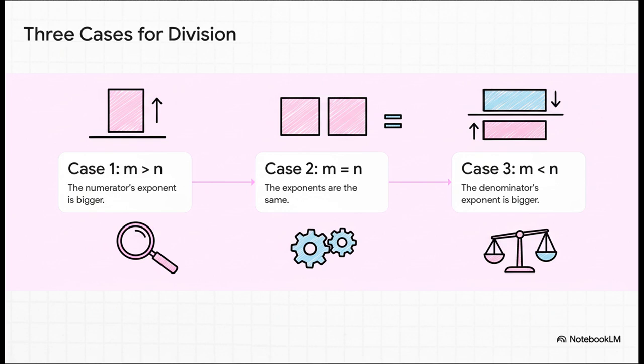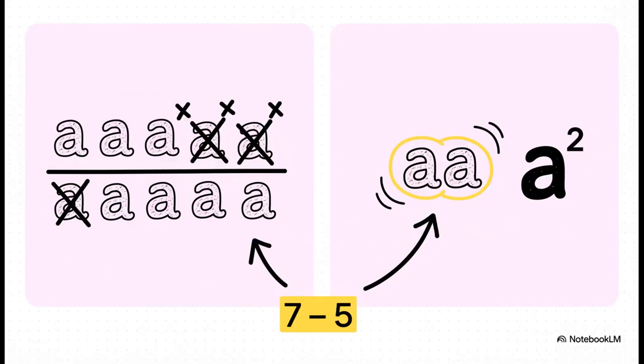First, we'll see what happens when the power on the top of the fraction is bigger. Then we'll look at what happens when the powers are exactly the same. And finally, we'll see what to do when the power on the bottom is the bigger one. Let's start with case number 1. The top power is bigger, like a to the 7th divided by a to the 5th. Let's just write that out like a big fraction. We have 7 a's on top and 5 on the bottom.